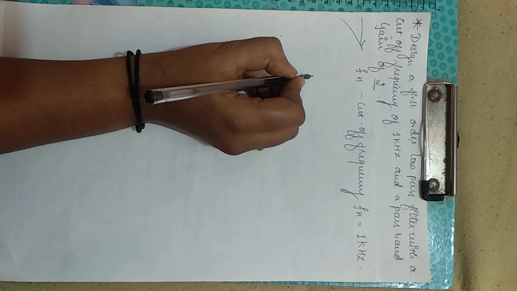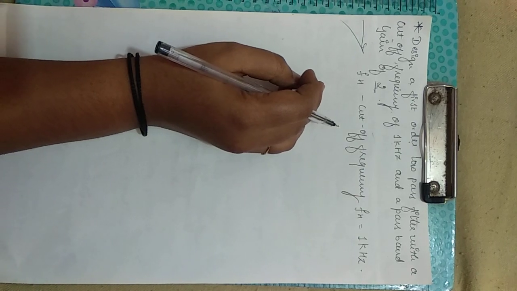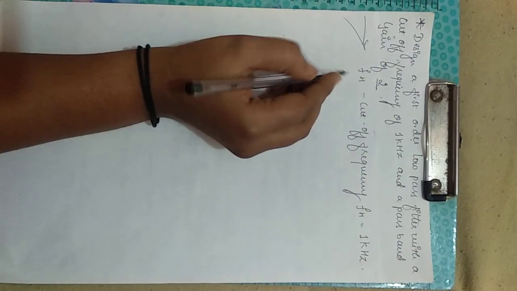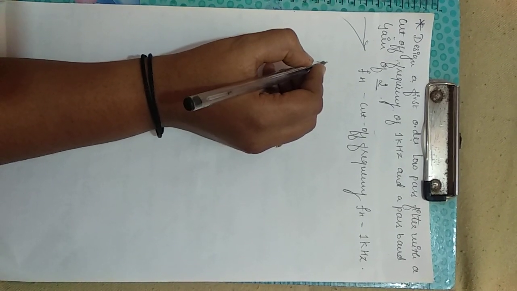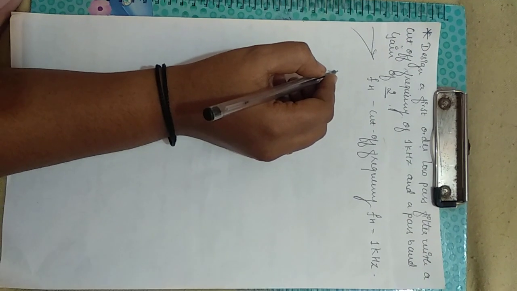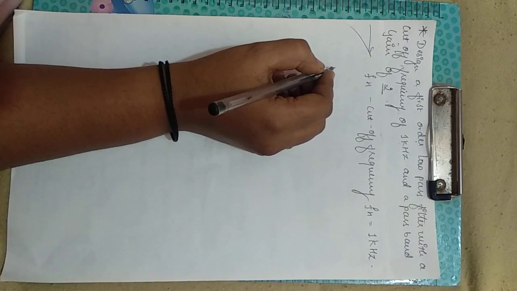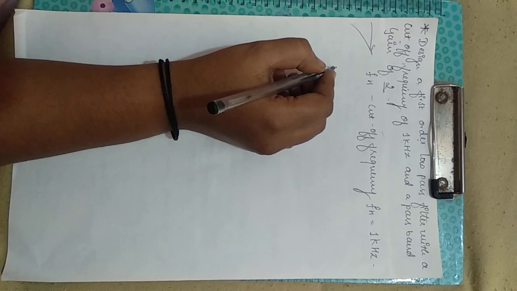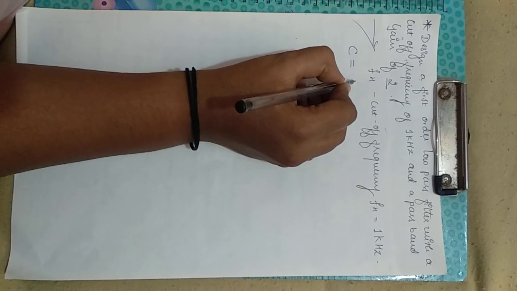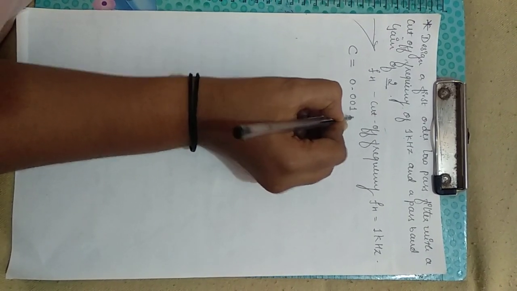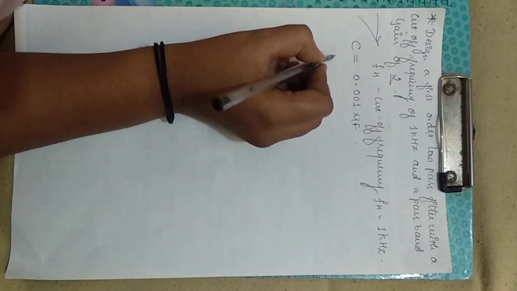So you know the steps in the design of a first order low pass filter. First, we have to choose the cutoff frequency FH. Second, we have to choose the capacitance value, usually between 0.001 and 1 microfarad. So we'll select the capacitor value generally as 1 microfarad or less than that. We'll take the capacitor value as C equals 0.001 microfarad.